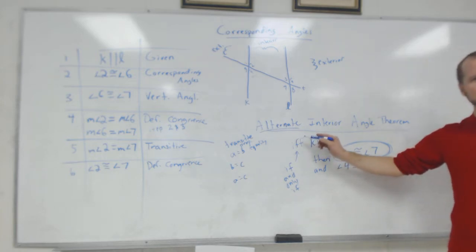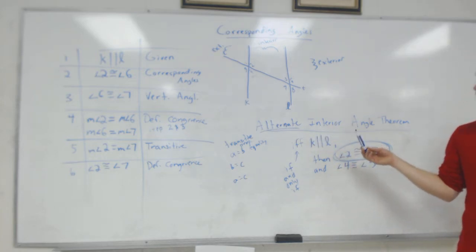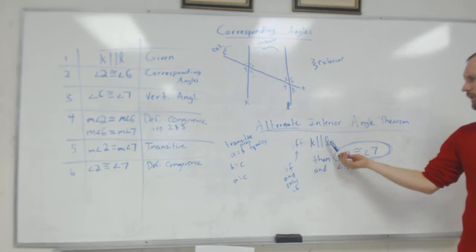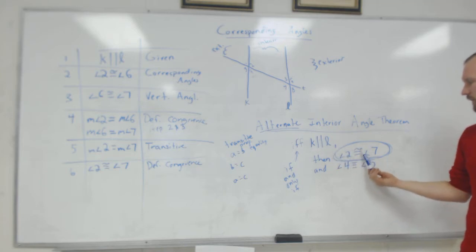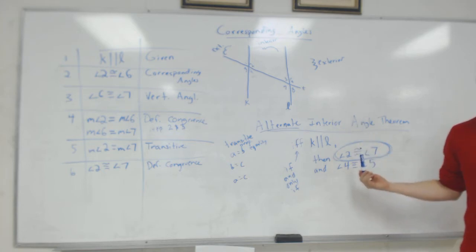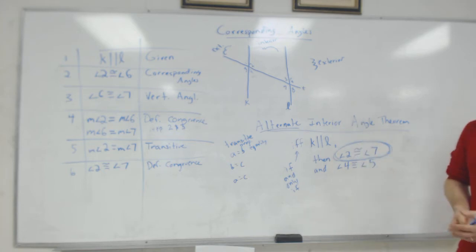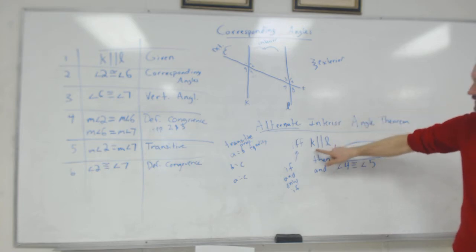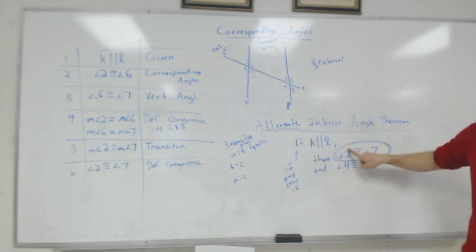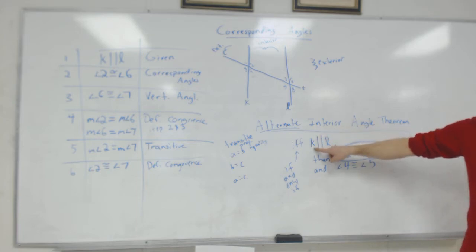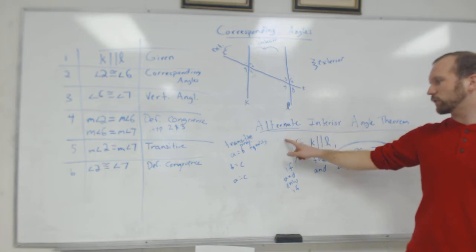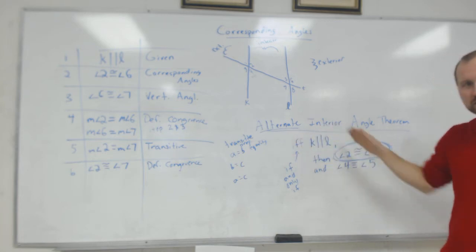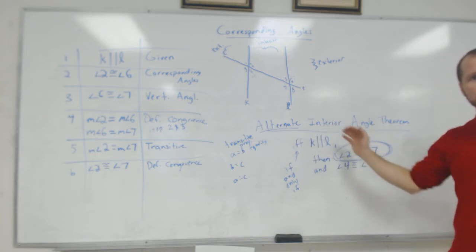And so you're actually going to see this in a lot of proofs. It's not just that if K is parallel to L, then angle 2 is congruent to angle 7. It's if and only if. So if there's any other possibility, which means that it can go both ways. Yeah. It means that if this is true, this is true. It also means if this is true, this is true. Okay? So that's what this IFF, this if and only if means. It means that the if statement goes both ways.